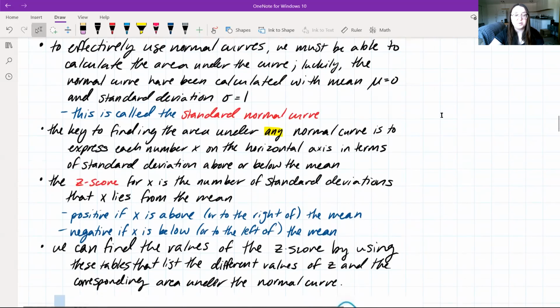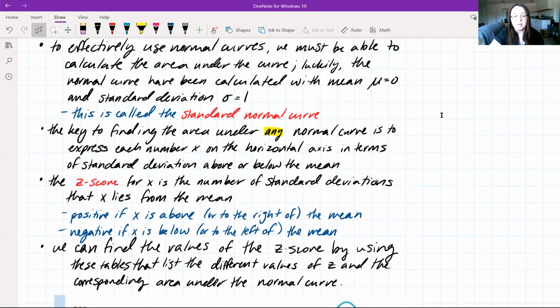All right, so then to effectively use normal curves, we must be able to calculate the area under the curve. Luckily, the normal curve has been calculated with mean mu equals 0 and standard deviation sigma equal to 1. So whenever we talk about normal curves, our mean is always going to be at 0 and our standard deviation is always going to be 1.